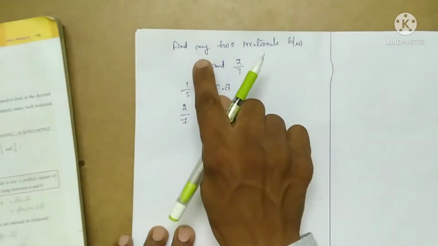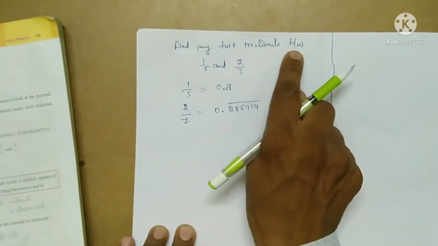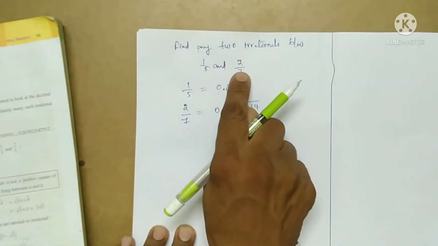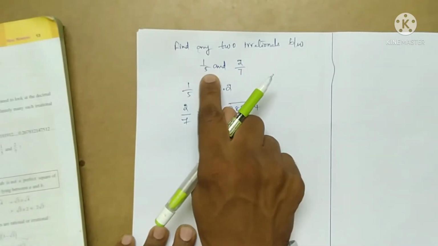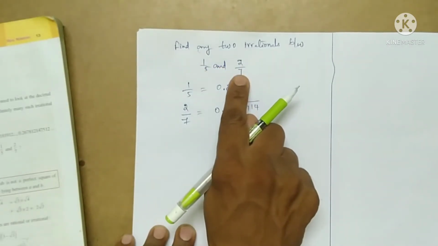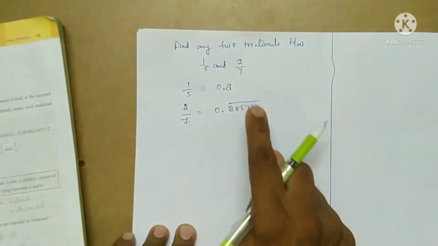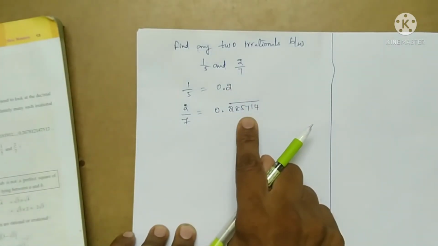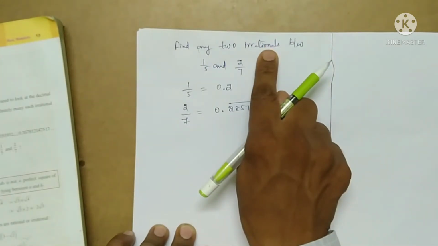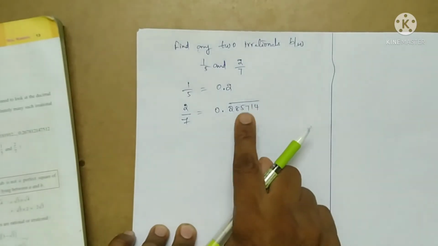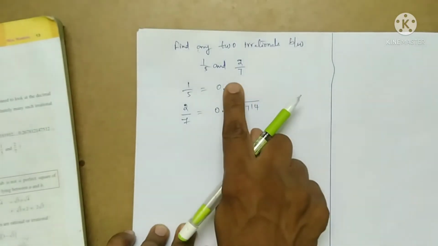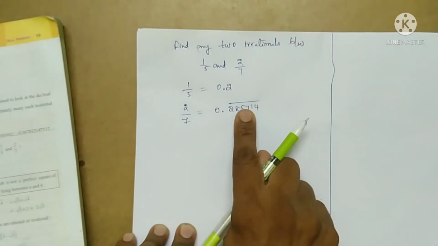So find any two irrational numbers between 1/5 and 2/7. These both are rational numbers, right? A rational number's decimal form is either terminating or recurring. An irrational number's decimal expansion is neither terminating nor recurring.